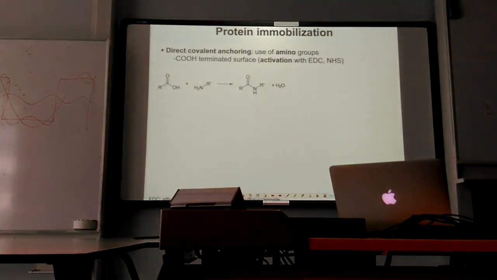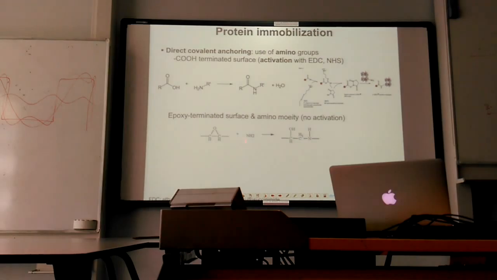What you do is activation with two chemicals called EDC and NHS, so ethyl carbodiimide and N-hydroxysulfosuccinimide. This is how it looks. Please don't remember that. But what you have to keep in mind is that you can have interaction between a carboxy group and an amino group, and then you can create a covalent bond. And then you can immobilize a biomolecule with an amino group on the surface.